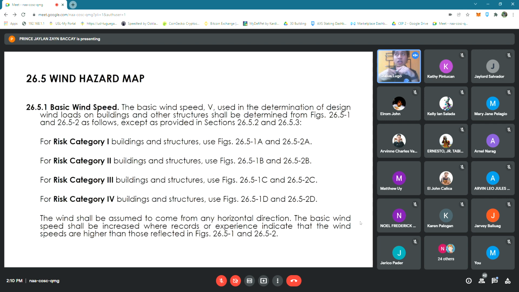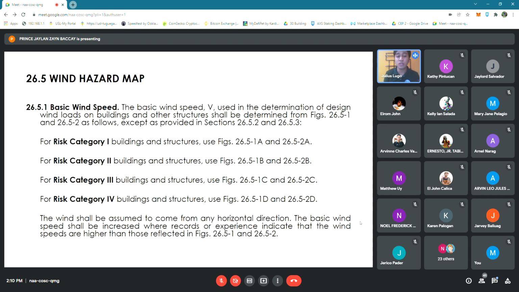So if your structure is under risk category 1, you use figure 26.5-1A and 26.5-2A. Similarly, if it is under category 2, you use 26.5-1B and 26.5-2B, and so on and so forth. So the values of your basic wind speed depend on the risk category of the area. And the wind shall be assumed to come from any horizontal direction.